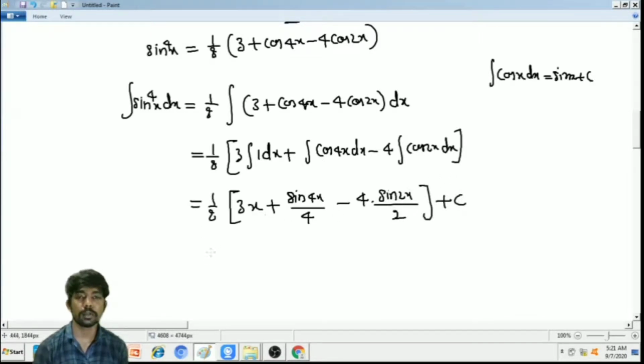That's all. This is the solution. This is the required solution. If you want to simplify, you can.